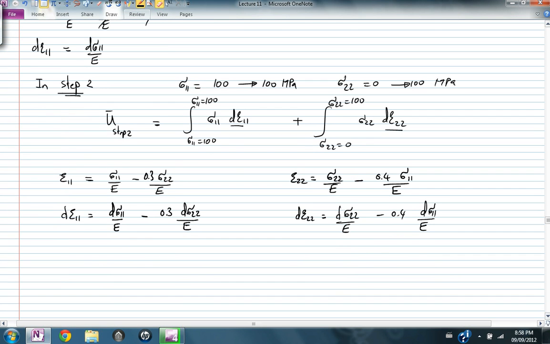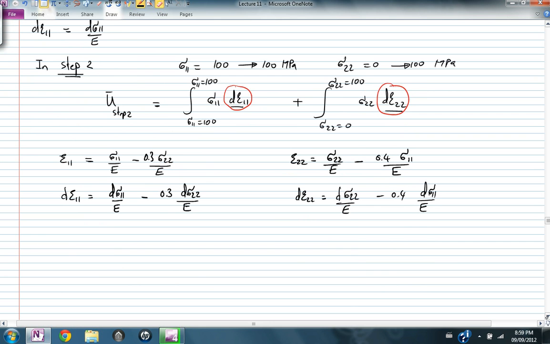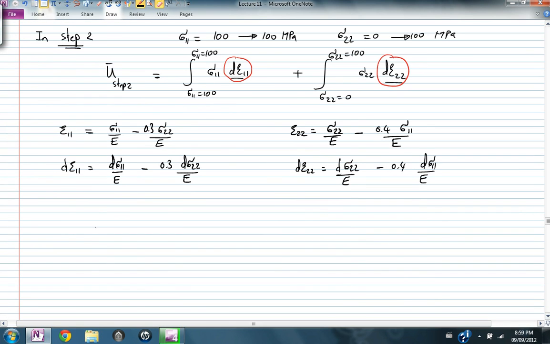Alright, so I'm going to replace d epsilon 1 and d epsilon 2 with increments of the stress, because I know that the bounds of my integral are in terms of the stress, so it would be easier for me to do the integration.